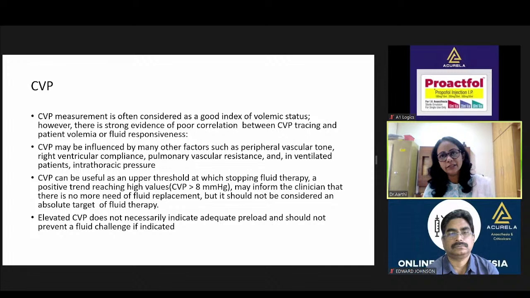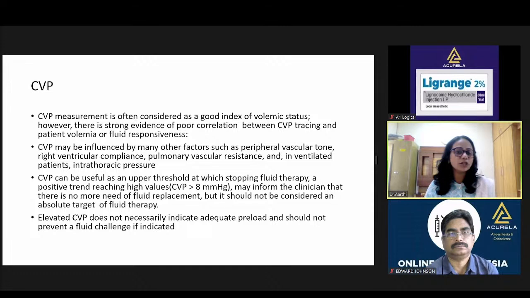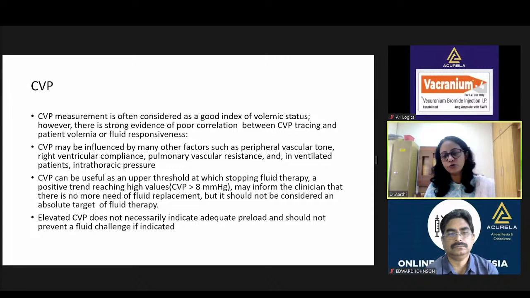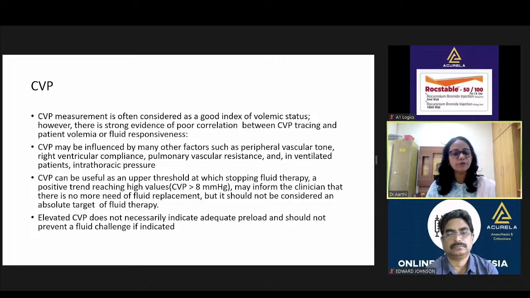So CVP can be a useful indicator as an upper threshold at which to stop fluid therapy. For example, a positive trend reaching a higher value may inform the clinician that there is no more need for fluid replacement. It should not be considered an absolute target of fluid therapy. So an elevated CVP does not necessarily indicate adequate preload and should not prevent a fluid challenge if indicated.